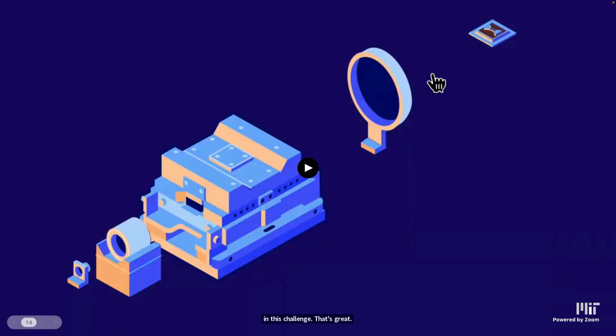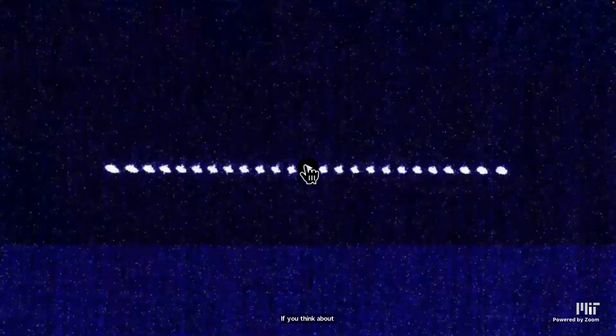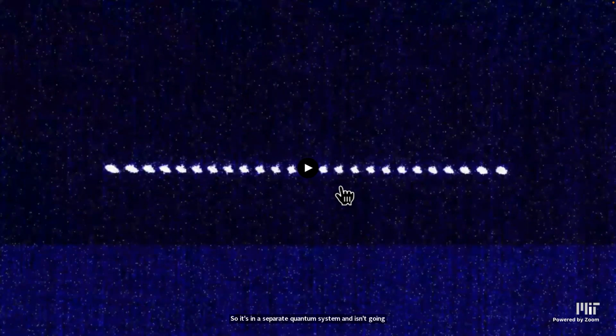The question was, how does it affect the calibration time? The nice thing is it actually has no calibration impact. There is some slowdown for mid-circuit measurement, because in our case, if you think about that chain of ions, to do mid-circuit measurement, we take an individual ion, separate it from the rest, so it's in a separate quantum system and isn't going to affect them. We illuminate it with a laser.